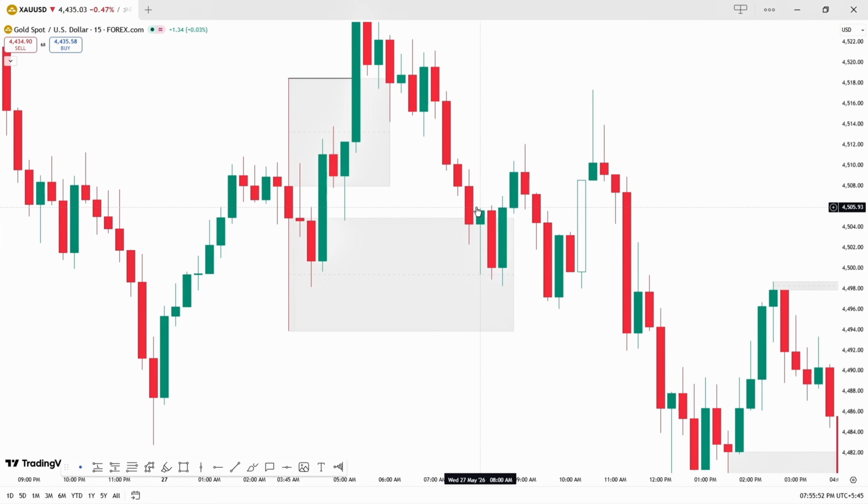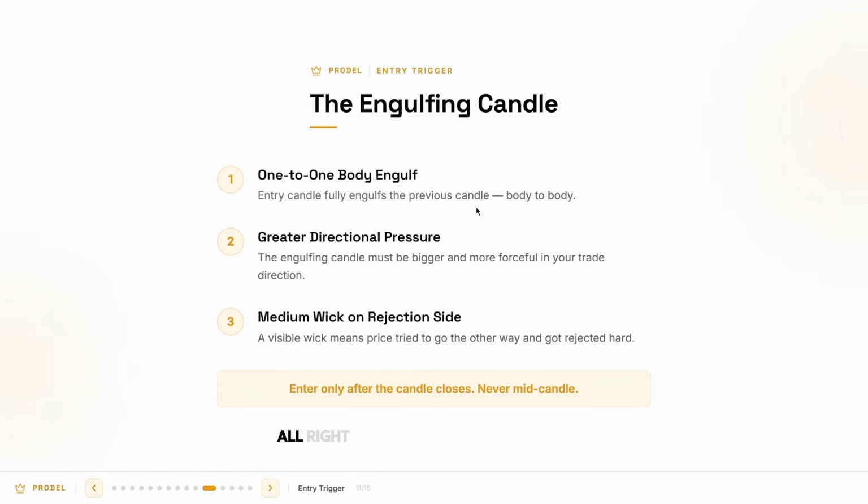Let's talk about the entry. Alright, you have read the structure. You have marked your zone. You have waited for price to pull back into the zone. Now we need a trigger.